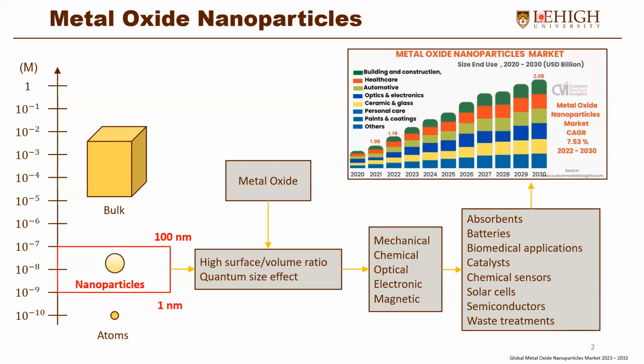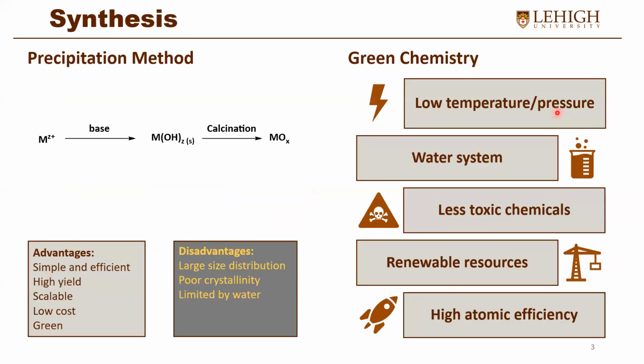And here is a diagram showing the metal oxide nanoparticle market prediction. It is estimated to grow to 2 billion US dollars in 2030. So metal oxide nanoparticles are very promising materials. And today I want to introduce the synthesis method, which is the precipitation method.